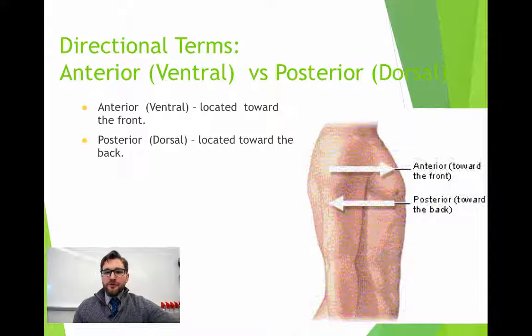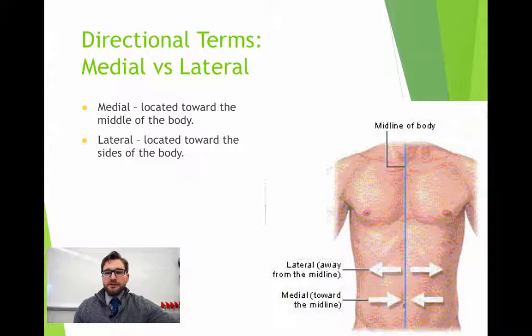So going through these one more time, anterior is the same thing as ventral. It's located towards the front. Posterior or dorsal is located towards the back. The medial line is that central portion of the body near the midline of the body. Lateral would be anything away from the midline.